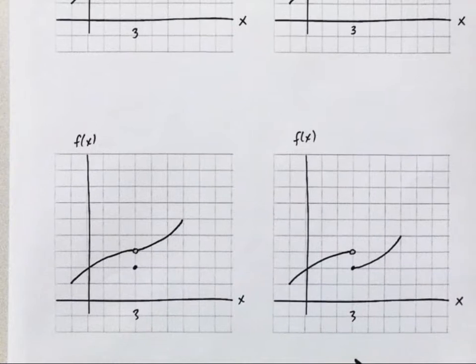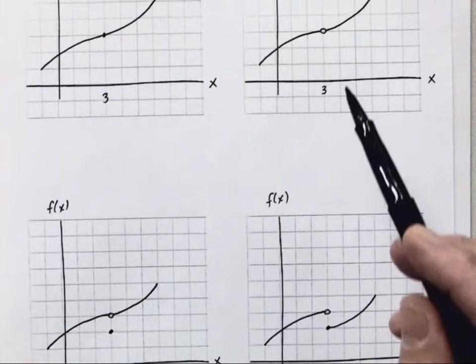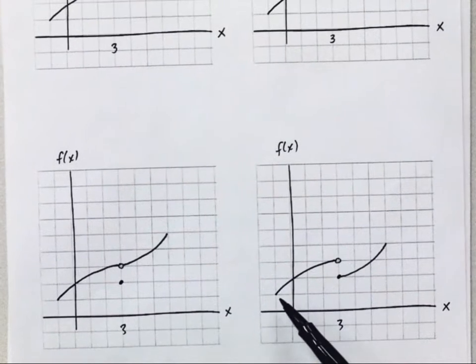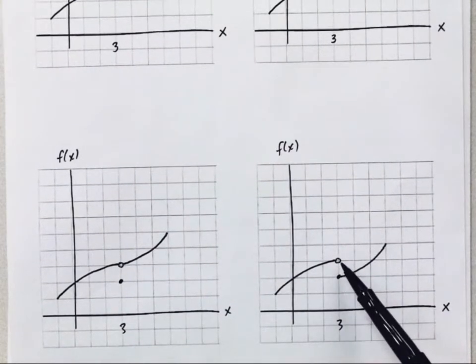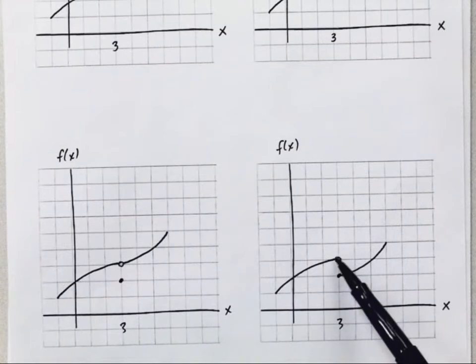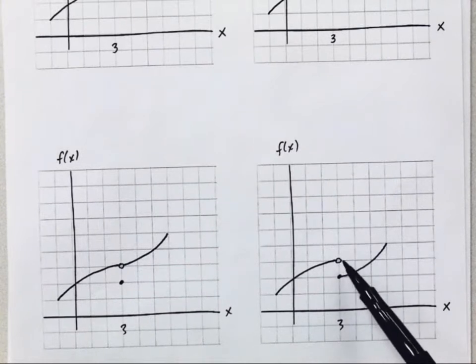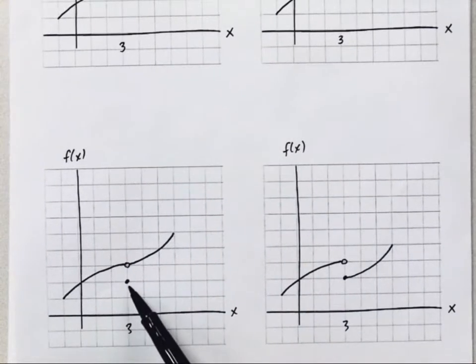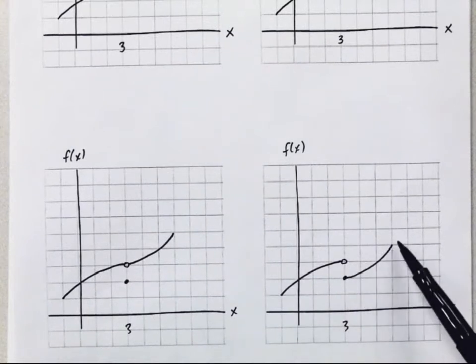And then finally, the fourth graph, which is sort of unique from the other 3. The graph starts out the same. It sort of goes up here. It gets to x equals 3, once again an empty circle. But instead of continuing on, this one jumps down to this point here, and then it continues on.